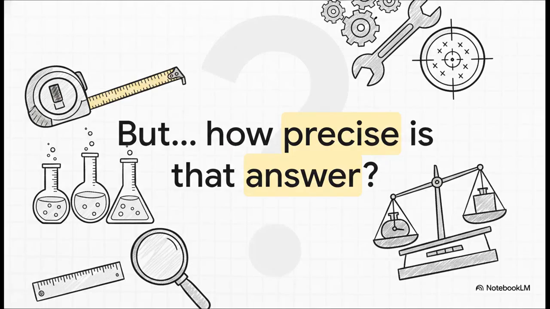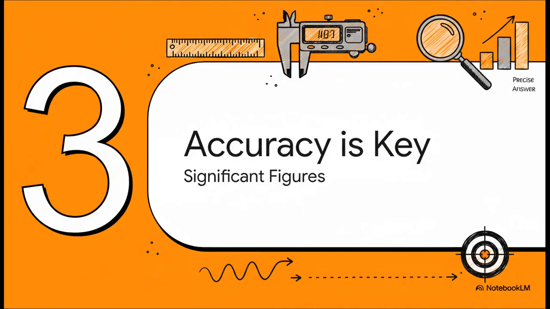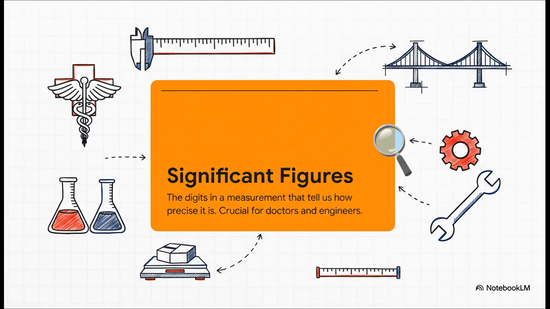So we have the number. We're done, right? Well, not quite. Now we get to the next level. In science and engineering, there's another really important question we have to ask about our results. This is where we go from just getting the answer right to getting it professionally right. We need to talk about something called significant figures. So, significant figures, or sig figs for short, are the digits that actually carry meaningful information about how precise a measurement is. And for a doctor calculating a medicine dose or an engineer designing a bridge, this isn't just some random academic detail, it's absolutely critical.